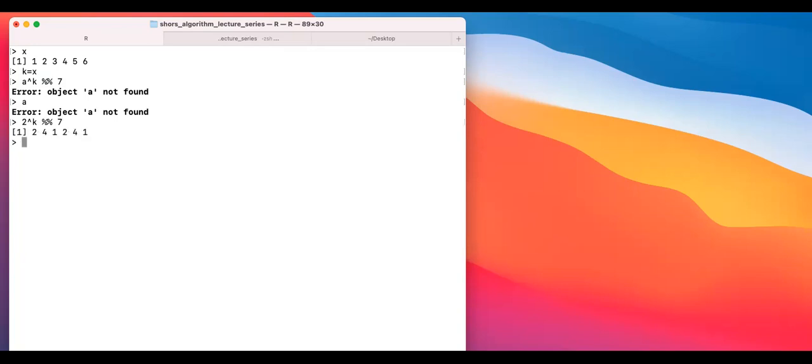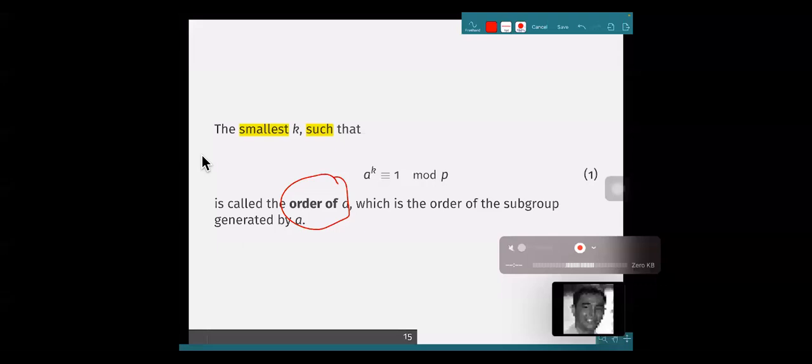What did I say? A. Sorry, 2 to the k pala. 2 raised to the k percent 7. As you can see, what is the smallest number which will generate all elements? It's 3, because you have 3 elements. So 2 to the 1, 2 to the 2, 2 to the 3 will give you 2, 4, 1.